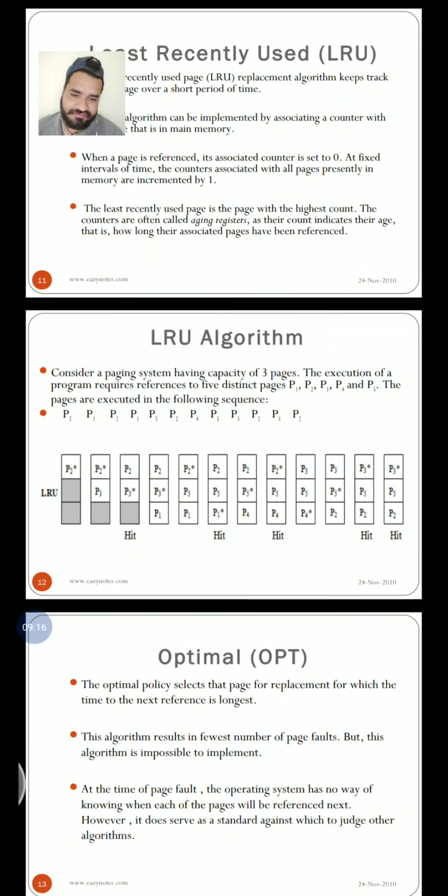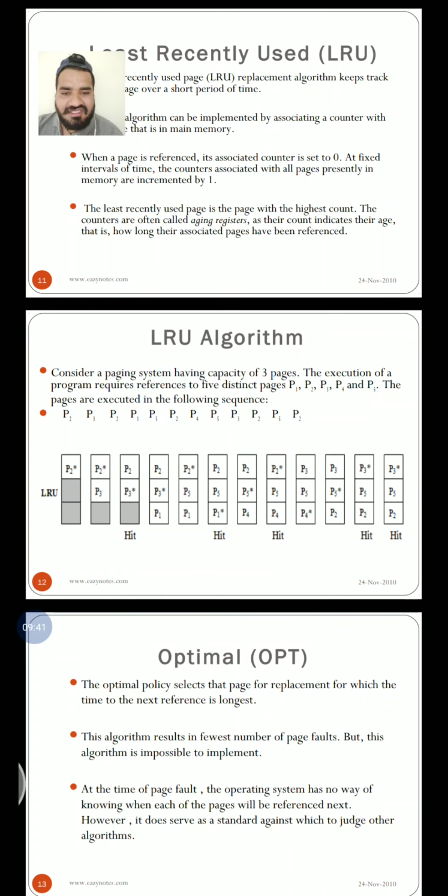In this PPT, the last page replacement algorithm is the optimal policy. How does the optimal policy work? The optimal policy will select that page whose next reference is longest. The CPU will select that page whose next reference is longest.